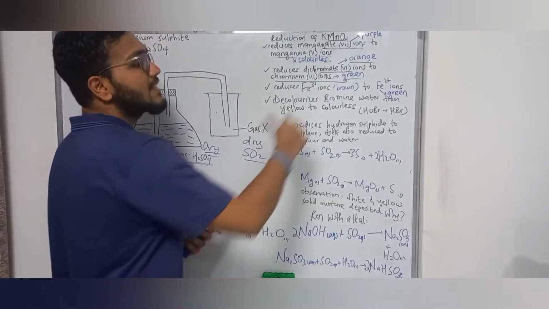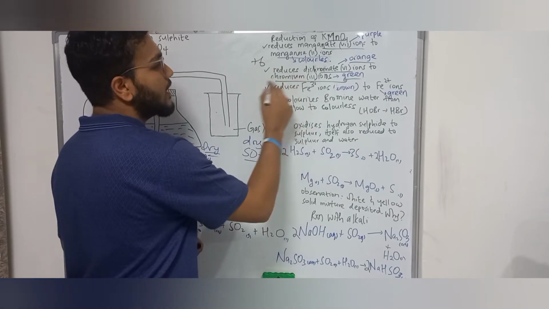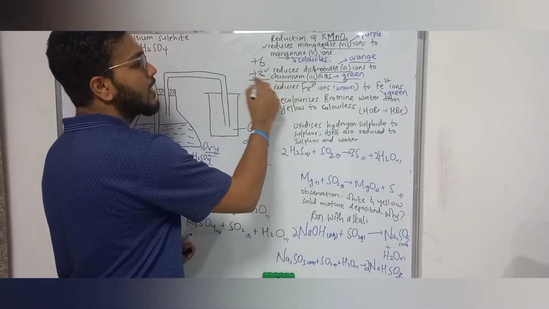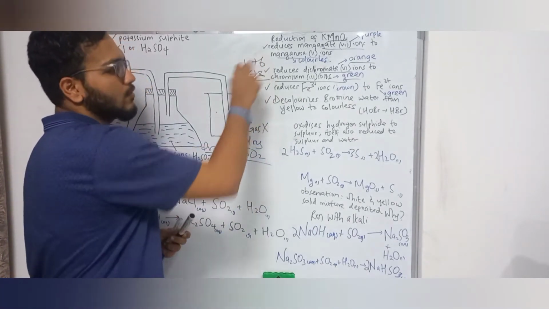So the dichromate 6 ions, oxidation number positive 6, are changing to chromium 3 ions, oxidation number positive 3. So this is reduction, isn't it? Decrease in oxidation number.